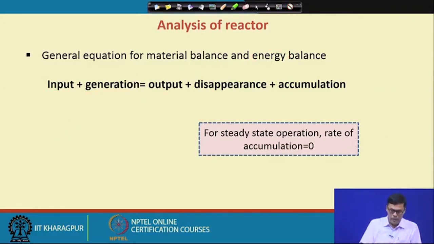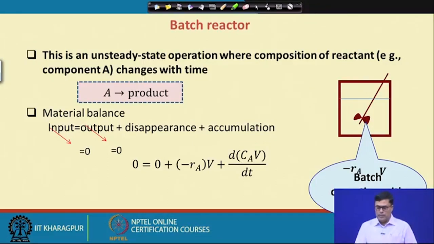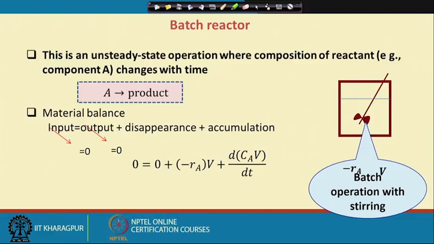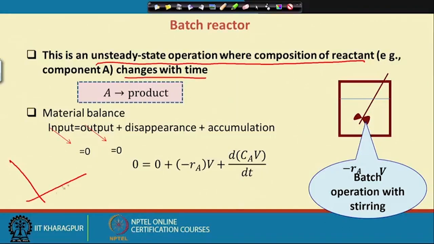Now first let me consider the batch reactor. In the batch reactor, we want to apply this same formula. Now, what is a batch reactor? A batch reactor is considered an unsteady state operation, where the composition of the reactant keeps on changing with respect to time. So suppose there is a reaction A to product, am I right? So I can write CA with respect to time. It keeps on decreasing with respect to time.